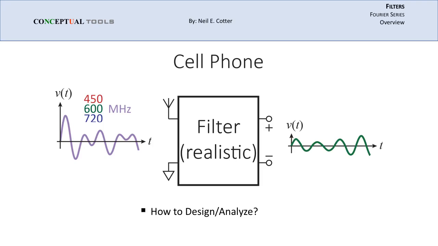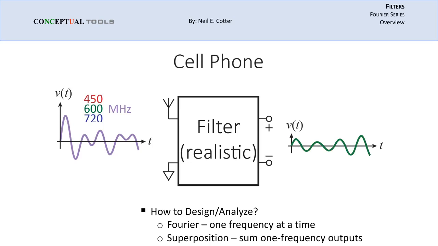Now we consider how to design and analyze a realistic filter. One of the consequences of Fourier theory is that we can analyze what happens to each of the sinusoids in the input signal one at a time as they pass through the filter. After finding the output for each input frequency, we can use superposition to sum the responses. This sum is our output signal as shown above.